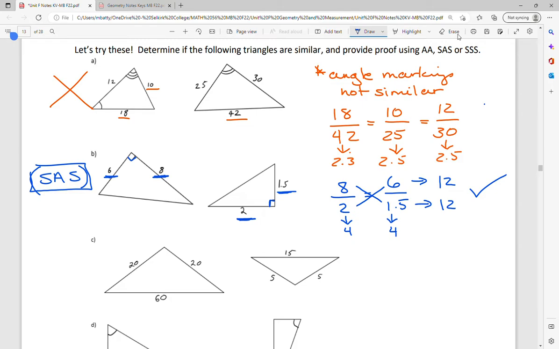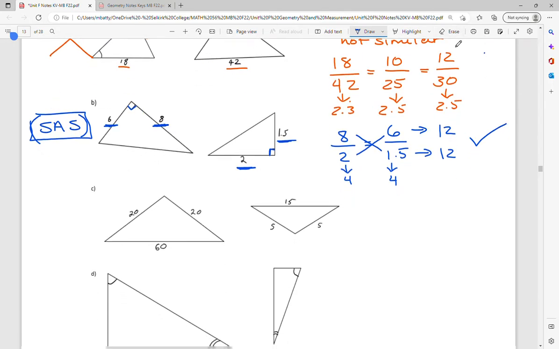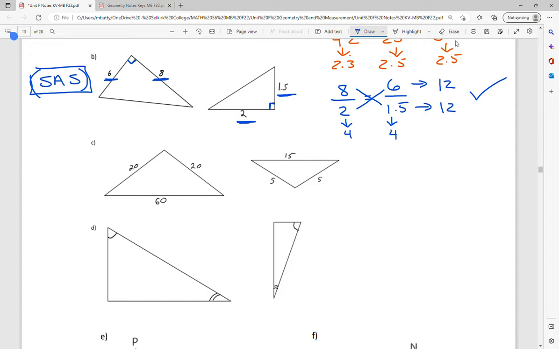So the next one down the page, we have all three sides labeled for us. We can see that this would be an isosceles triangle. Other things that we'd know is that whatever this angle is would be the same as this, right?